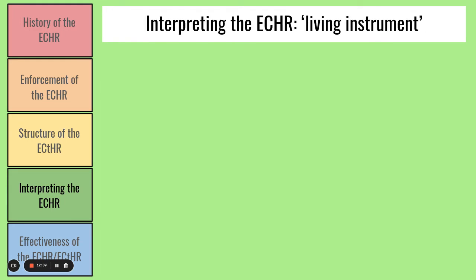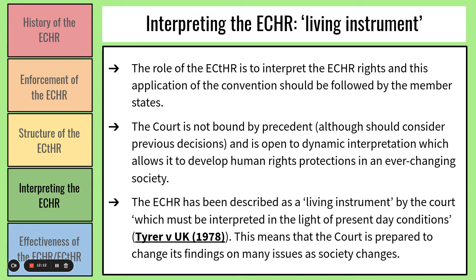Okay, let's have a look at interpreting the convention. So the convention is known as a living instrument. The role of the European Court of Human Rights is to interpret the convention rights, and this application of the convention is then followed by member states. With your revision, you should be having a look at the Human Rights Act, Section 2, which says that due regard should be made to the decisions of the European Court of Human Rights. The court itself, because it is the top court, is not bound by precedent, but it should consider previous decisions.